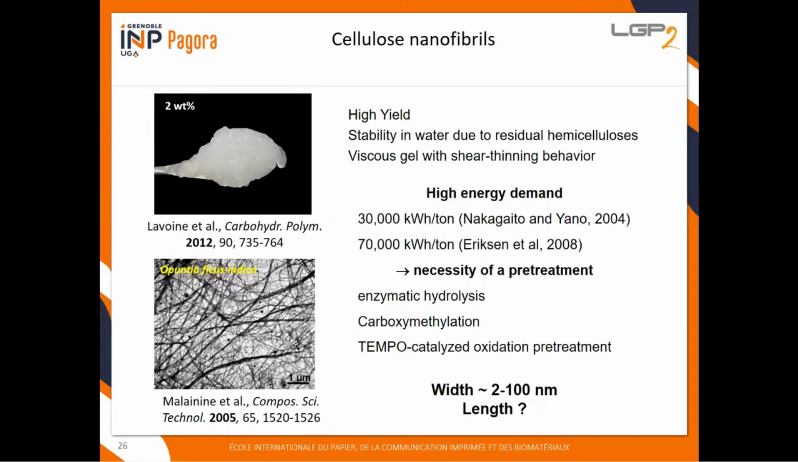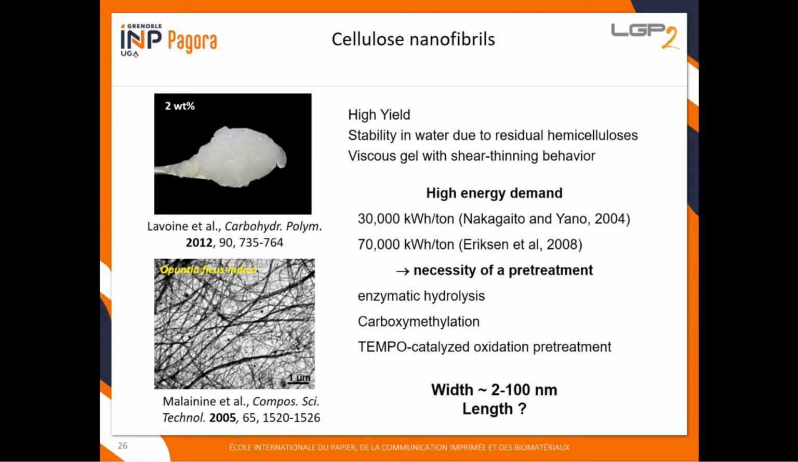The preparation of this kind of material was first reported in 1983, but it was only a lab curiosity because the energy demand to obtain this gel was very high. So it's necessary to apply a pre-treatment in order to decrease this energy demand, and in this case, the application is possible. Different pre-treatments have been proposed, for example enzymatic hydrolysis, carboxymethylation, TEMPO-catalyzed oxidation, just to facilitate the separation of the microfibrils. You can see the aspect of this suspension here.